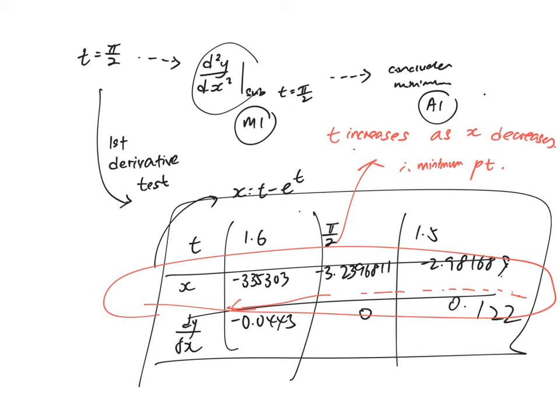Last but not least, I'm sure you can get that the x coordinate of the minimum point is pi over 2 minus e to the pi over 2, because they ask for the exact coordinate. You also cannot just say that by using GC, by using a graph, you draw the graph out and show that it's a minimum point. You also cannot, because the question did say that you have to use differentiation. You have to use differentiation to conclude the nature of the turning point.